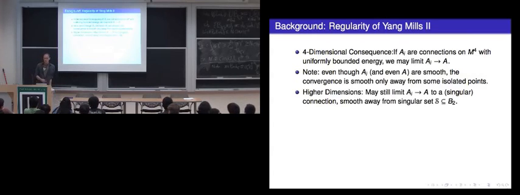In higher dimensions, something like this kind of happens as well. You can still take a sequence of connections A_i, and they're still going to converge smoothly away from some codimension 4 set. That basically means more like an n-4 manifold set now, so not isolated points. But the A they converge to now may actually have singular sets in higher dimensions. So it doesn't have to be smooth, but it will be smooth away from an n-4 measure 0 set, or conjecturally an n-5 set. So A is still pretty nice, even though it's not necessarily smooth.